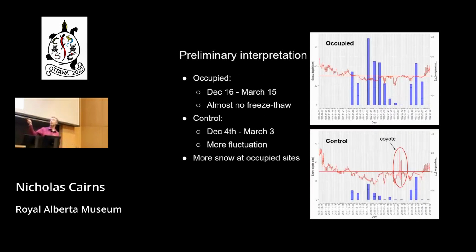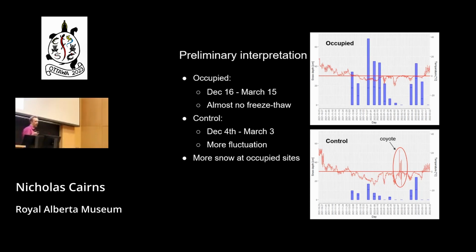Let's look at the actual data. So the occupied sites froze. We'll get into that in a second, but they essentially froze for 3 months. And the control sites also froze for about 3 months, but they froze 2 weeks later, and they unfroze 2 weeks later. The occupied sites froze later and unfroze later.